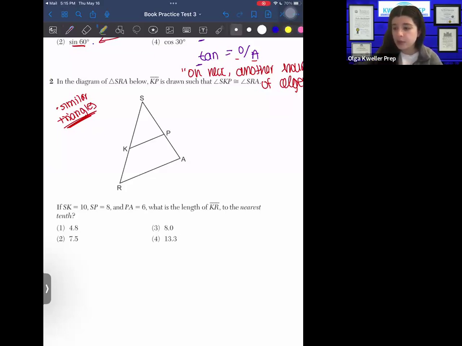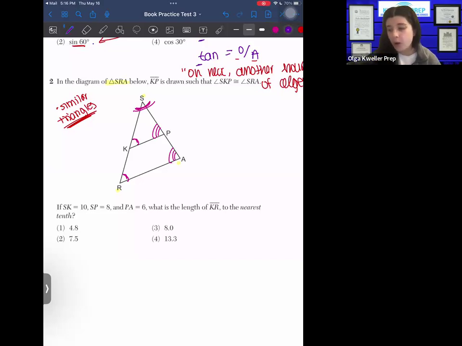Okay, so now let's see what they really want. We have a diagram of a triangle, SRA. Here's our triangle. They're telling us that angle SKP, so I'm going to label, is equal to angle SRA. So here are my two equal angles, right? Now, angle S is equal in both the triangles because they share it, and that means that this third angle must be equal, right? Because in any triangle, all the angles add up to 180. So if we have two angles that are the same, it implies that the last angle is also the same. So basically, in that one statement, we just proved that these two triangles are similar triangles.